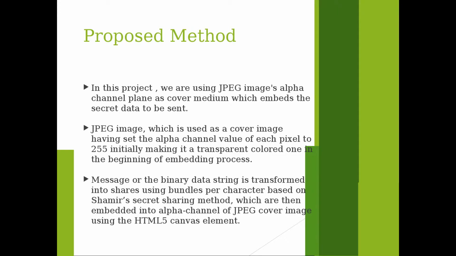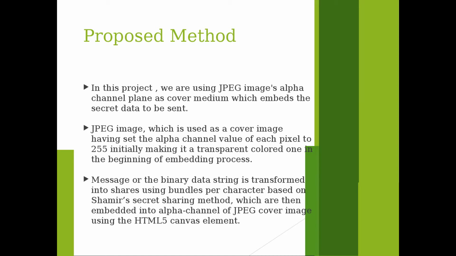In this project, we are making use of the alpha channel of an image as a cover medium, so that it will embed the secret data to be sent from the sender to the receiver. In this example, we are taking a JPG image and using it as a cover image, having set every pixel of the alpha channel, the RGB values, to 255 initially, making it completely transparent as a colored one before the embedding process actually takes place.